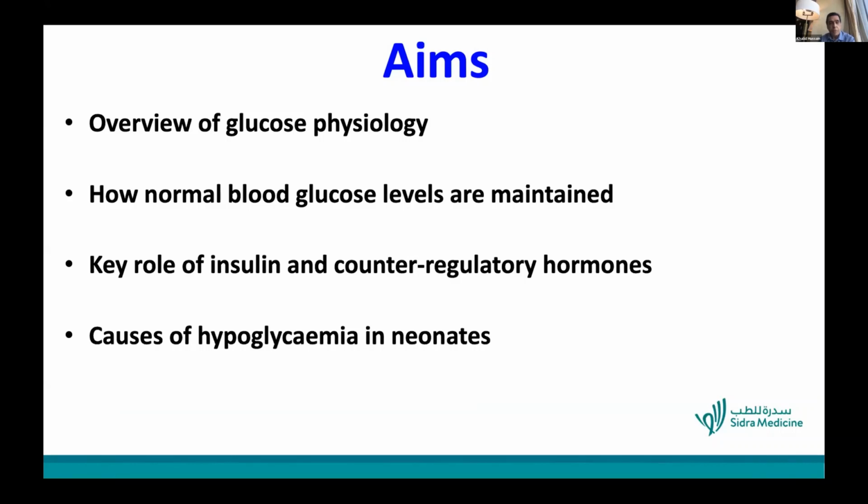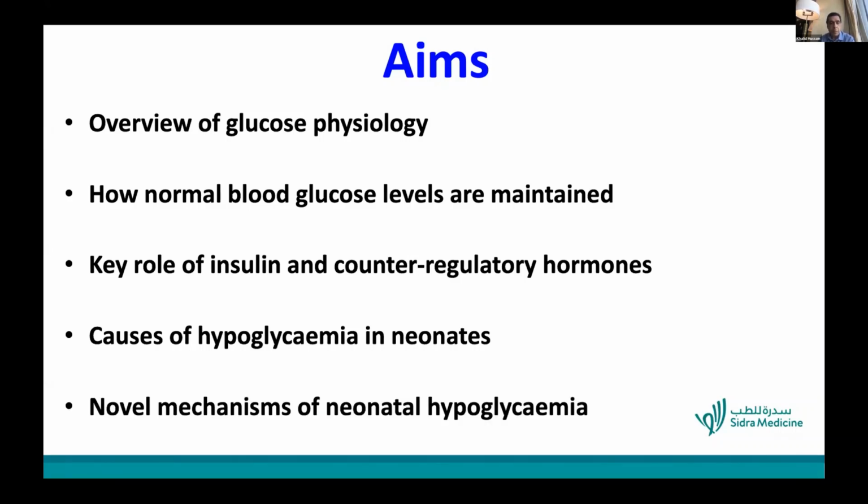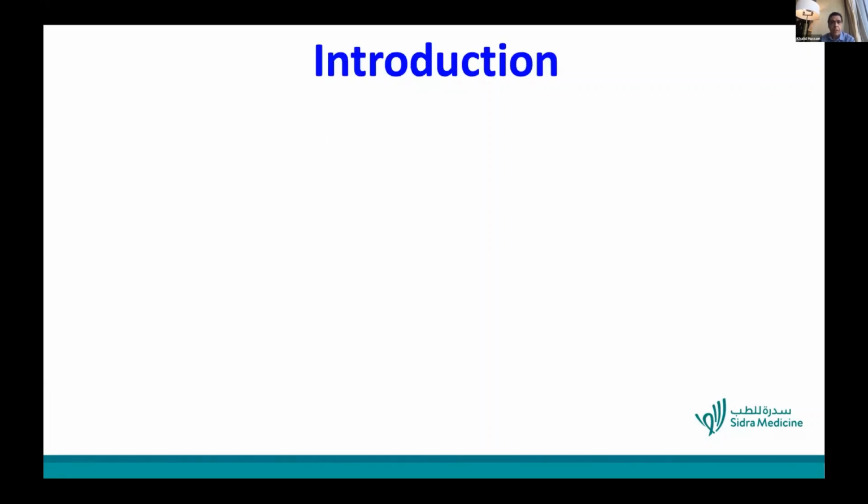I will then go through some of the causes of neonatal hypoglycemia. And the most important thing is I want to show you some novel causes of neonatal hypoglycemia that have been described in the last few years. Unfortunately, I will not be able to cover every aspect of neonatal hypoglycemia. That's impossible in the time that I've been allocated. So let's firstly start with some introduction.